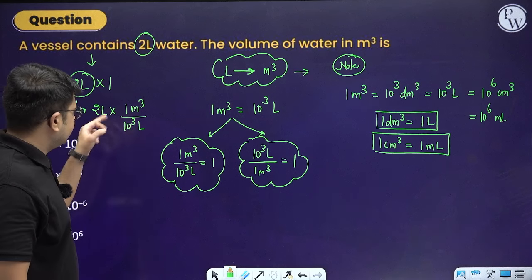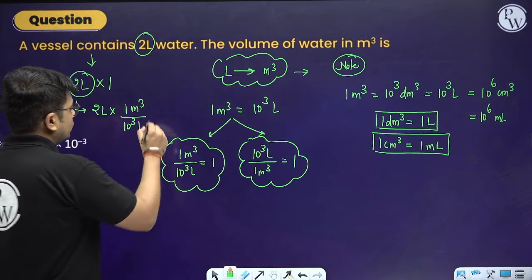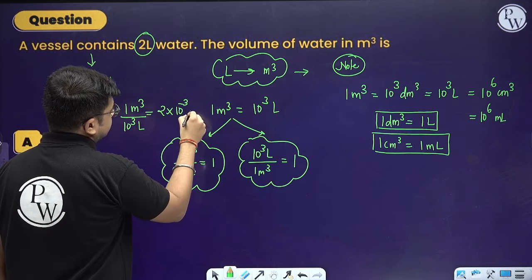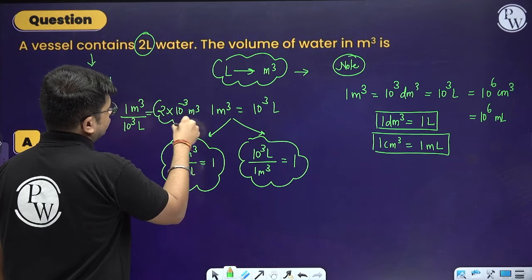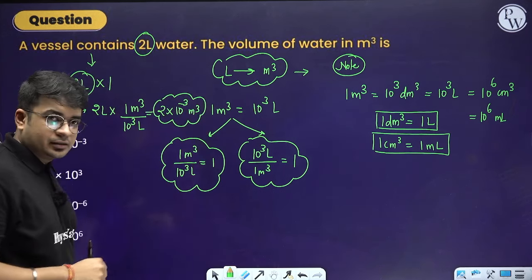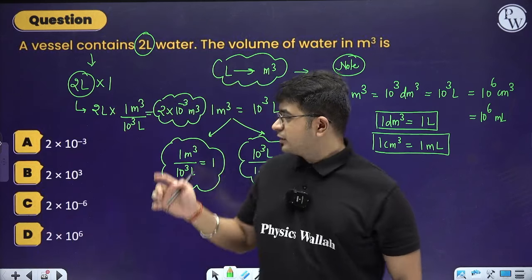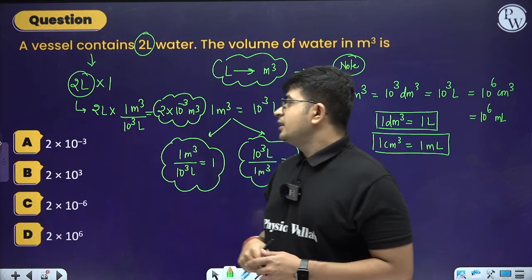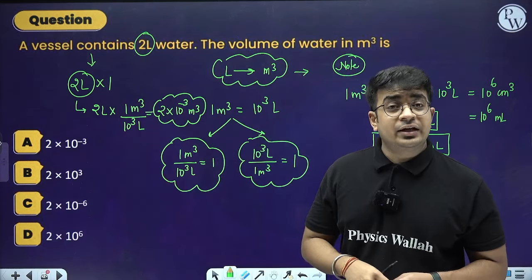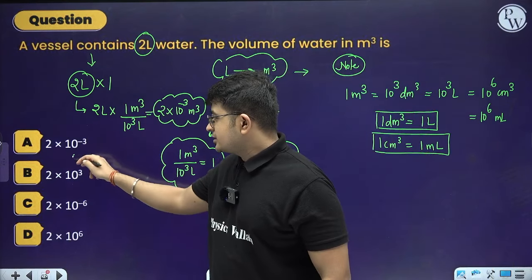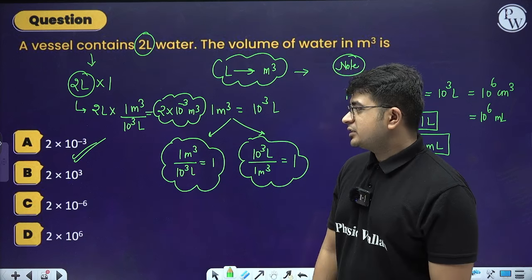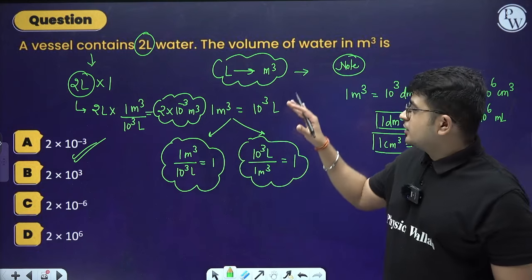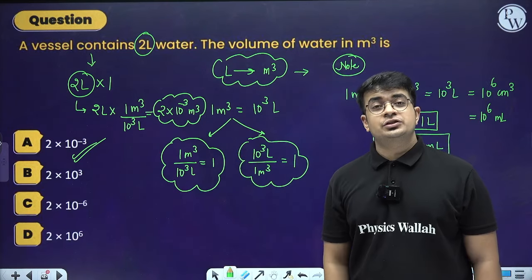Now you can see liter here. You can cancel out this particular part and you will be left with 2 multiplied by 10 raised to the power minus 3 meter cube. Because this 10 raised to the power 3, when it comes to the upper side, becomes a negative power. So we have 2 multiplied by 10 raised to the power minus 3 meter cube. That's the basic idea. I hope this entire part is clear and you know about the significance of unit conversion factor.